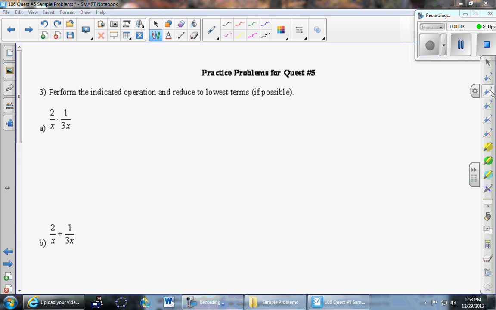This is problem number 3 on the practice problems for quest number 5. Perform the indicated operation and reduce to lowest terms if possible. A, 2 over x times 1 over 3x.